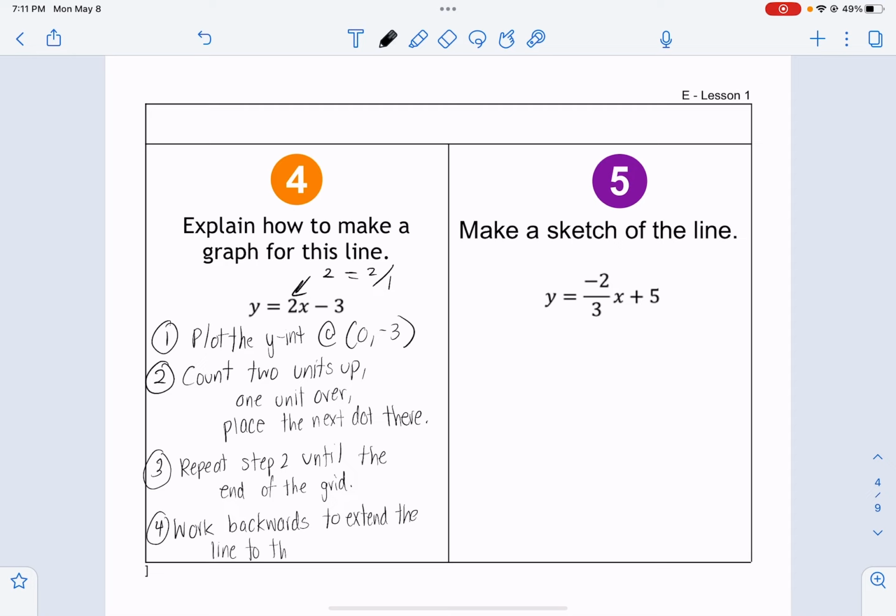To the left of our y-intercept, which is (0, -3).